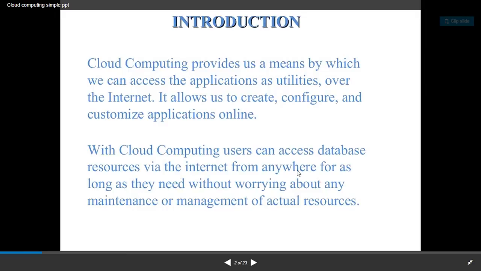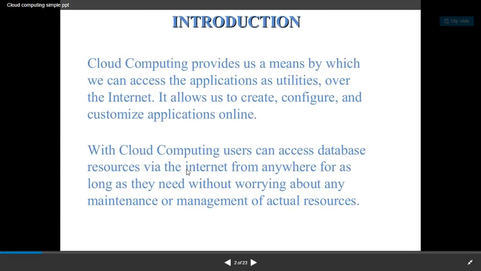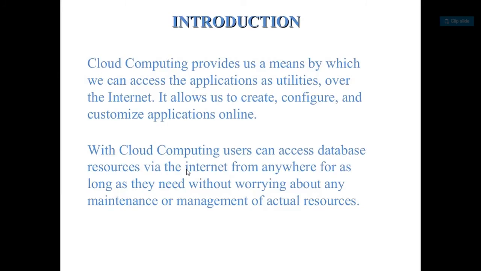With cloud computing, users can access database resources via the internet. What the slide explains is that these resources can be VMs, or SQL databases. We have SQL servers on premises, and if these are available on Azure, people can access the services, or the applications can write onto the databases, over URLs. Got it? Maintenance. Hope you understand what cloud computing is.